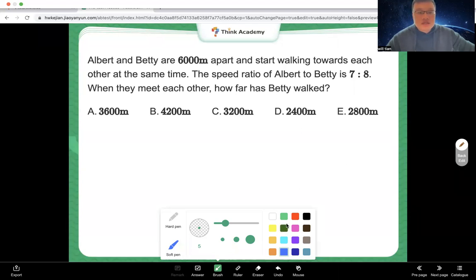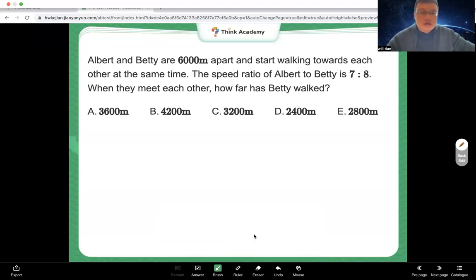So for this question, you got Albert and Betty. They are 6,000 meters apart and start walking towards each other at the same time. The speed ratio of Albert to Betty is 7 to 8. When they meet each other, how far has Betty walked? So guys, can you type your answer to me?